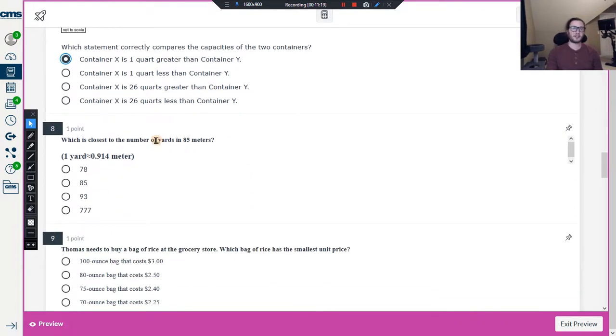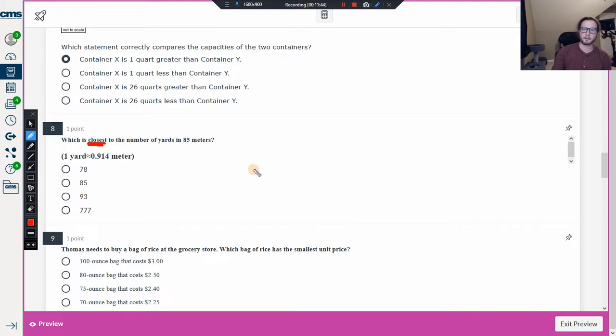For number 8, another converting measurements problem. This one asks what would be the closest number of yards in 85 meters? And it gives us this proportion. 1 yard is equal to 0.914 meters. So we are going to have to round because it does ask closest number. So we can assume we're not going to get a whole number, and that's okay.